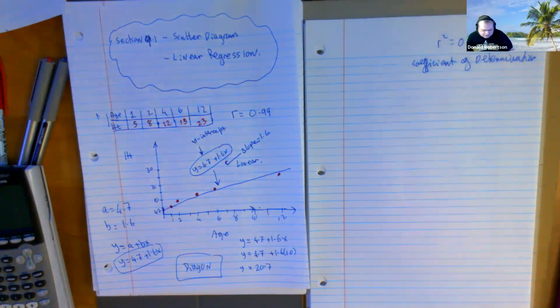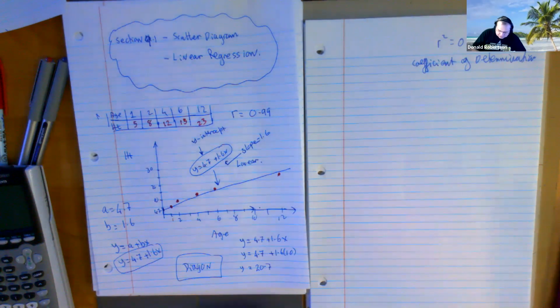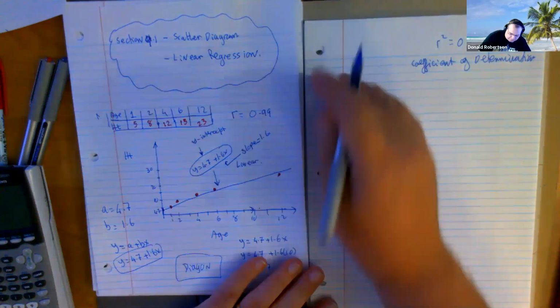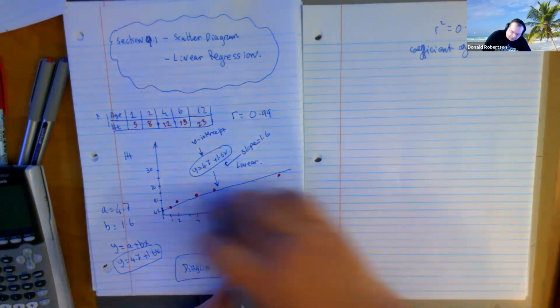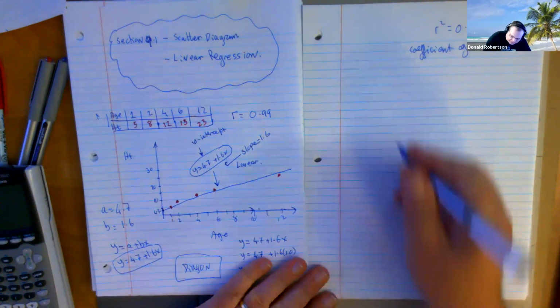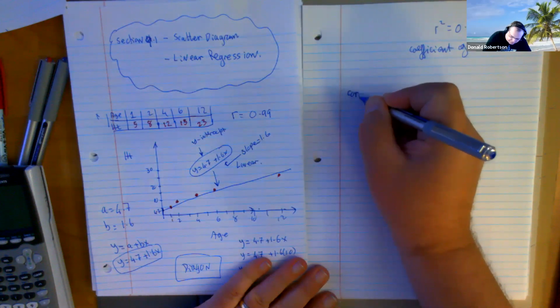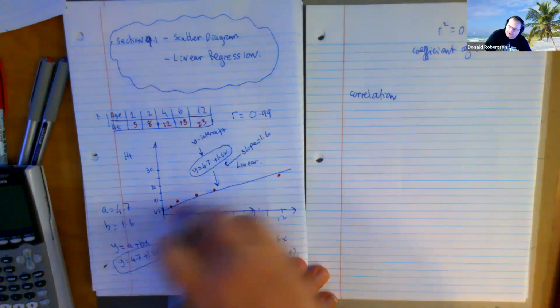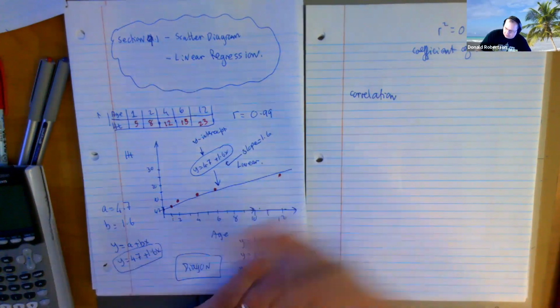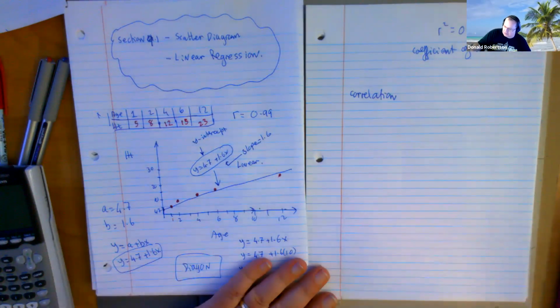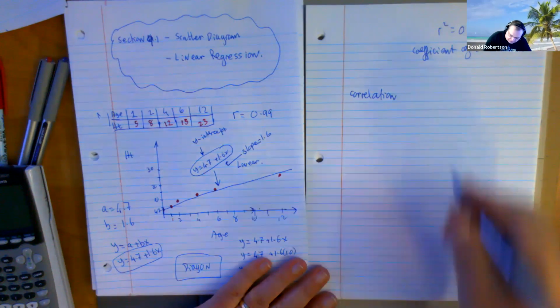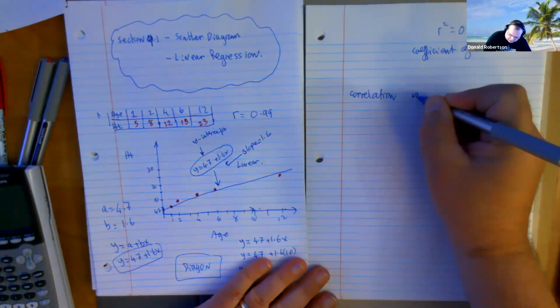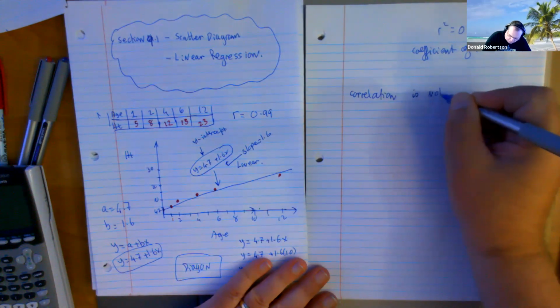Cool. Now, let me show you something that is a big problem with this. Correlation, which is just the fancy word for drawing a straight line through data, right? If you're doing a correlation, you're making the data linear and trying to see what it is. Correlation is not causation.